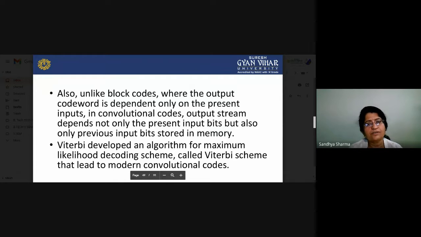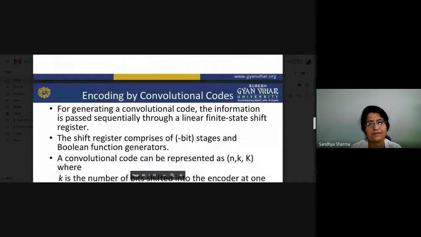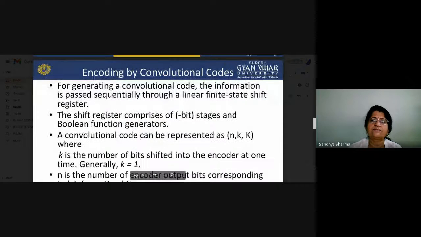Viterbi developed an algorithm for a maximum likelihood decoding scheme, which is used for decoding our convolution code. That is the modern convolution decoding which we are presently using most. So these are the basic features.